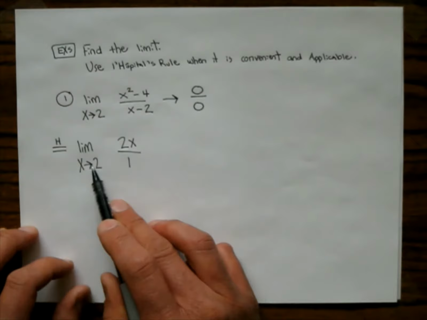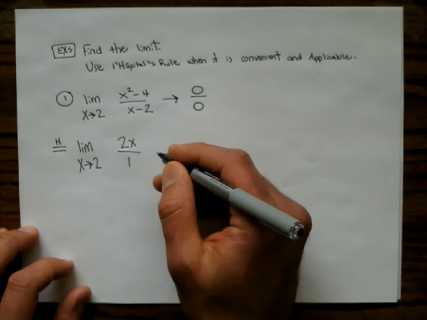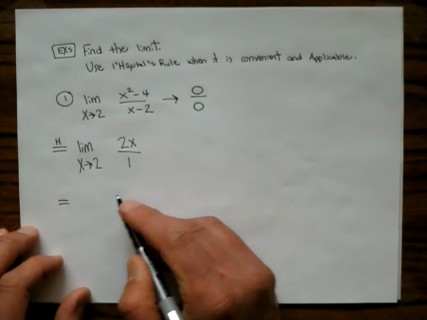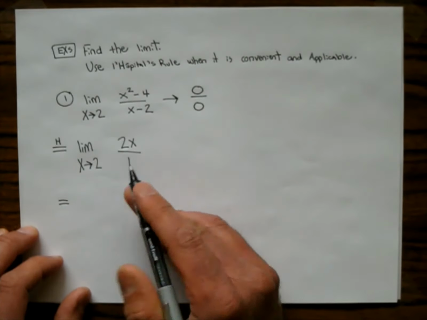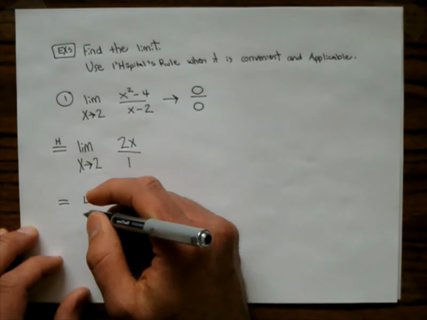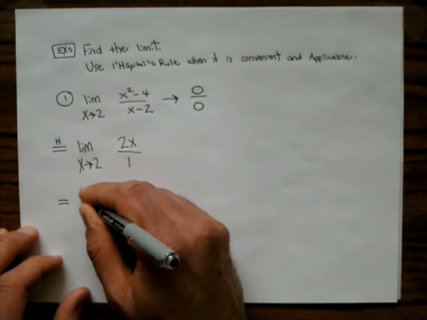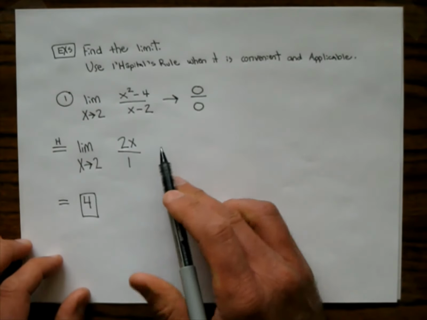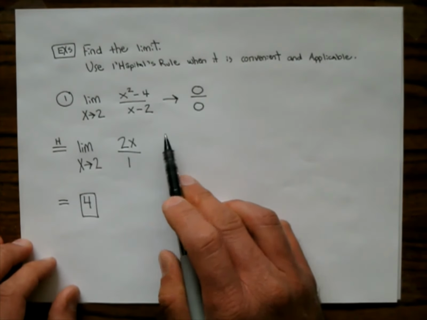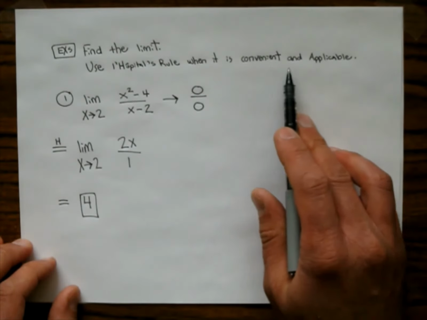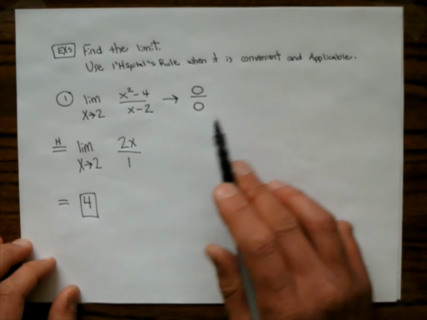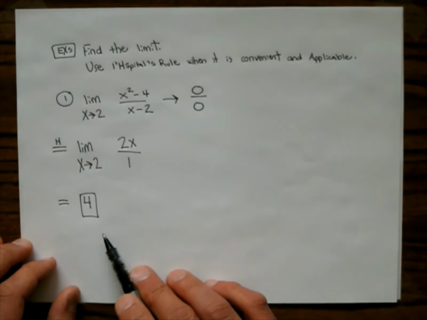When I put the limit in there, I end up getting 2 times 2 over 1, which is 4. So that is how you apply L'Hopital's rule. They're going to ask you to use it when it's convenient and applicable. So when it's applicable, we want to use it in these problems in our homework.